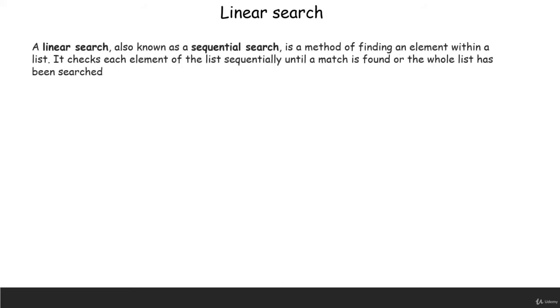At the very first, linear search. So what is linear search? A linear search, also known as sequential search, is a method of finding an element within a list. It checks each element of the list sequentially until a match is found or the whole list has been searched. So let's take one more example.